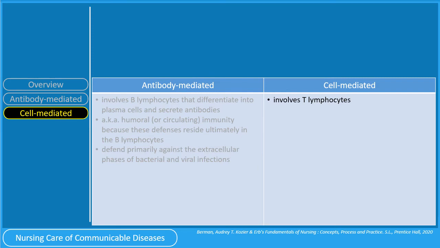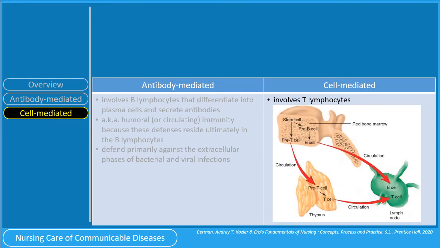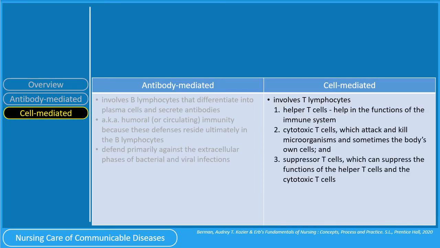The cell-mediated immunity involves T lymphocytes. Both the B cells and T cells originate from stem cells in the bone marrow. B cells are processed from pre-B cells in the red marrow, whereas T cells are processed from pre-T cells in the thymus. These T cells pass into the general circulation.